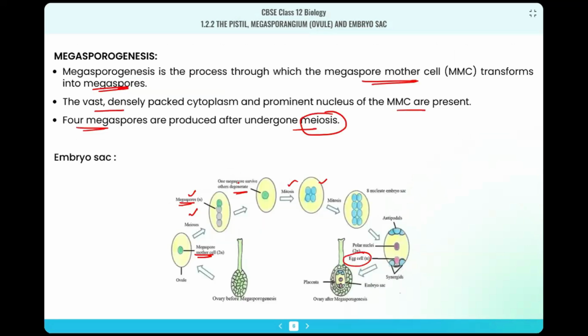I haven't explained this particular stage in detail because we'll be explaining it in the coming slides. Here you can see that they form a tetrad, then they form an eight nucleate embryo sac, and out of that three are antipodals, two are synergids, there is one egg cell, and there are polar nuclei. Finally, out of them, one will be the functional cell.